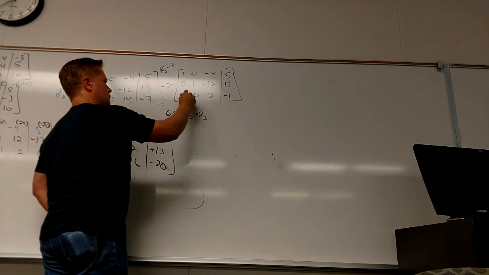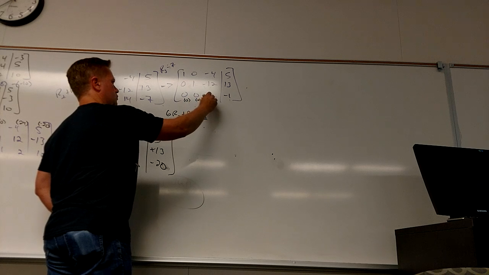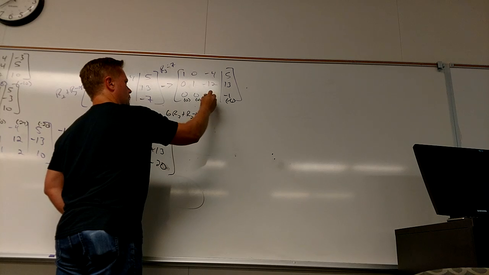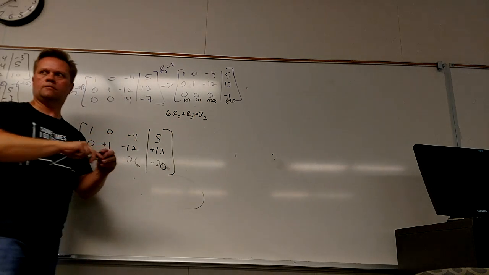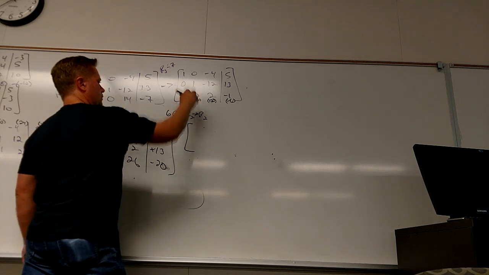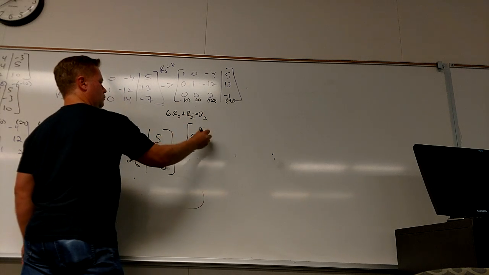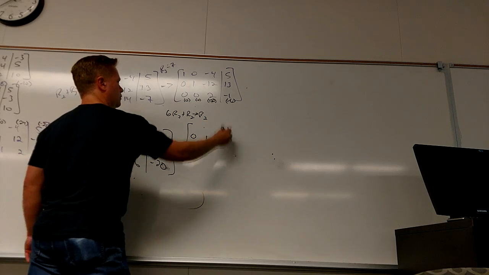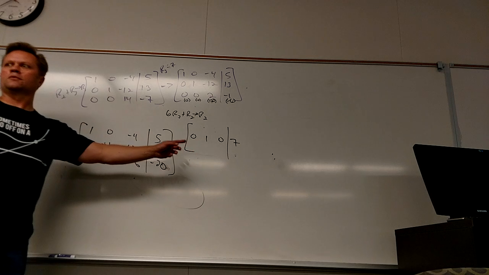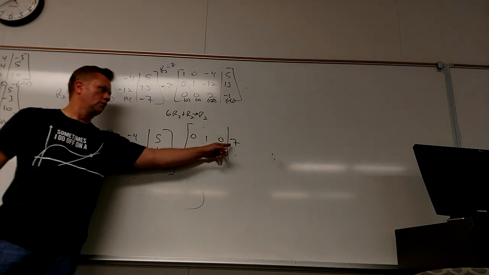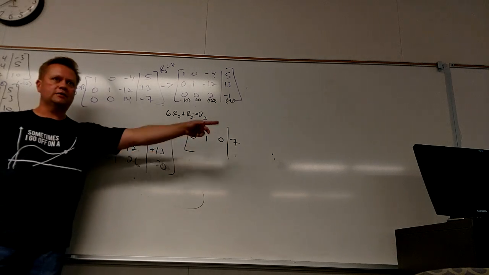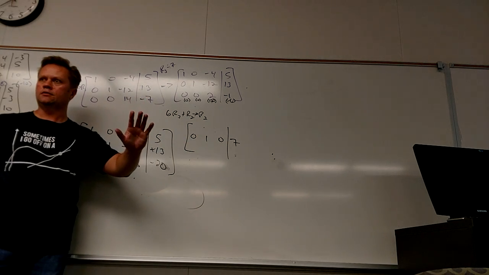So this will be 6 times 0 is 0, 6 times 0 is 0, 6 times 2 is 12, 6 times negative 1 is negative 6. All right, so now row 2 is going to look like 0 plus 0 is 0, 0 plus 1 is 1, 12 minus 12 is 0, negative 6 plus 13 is 7. What do I know right there? Y equals 7. Okay, that works great.